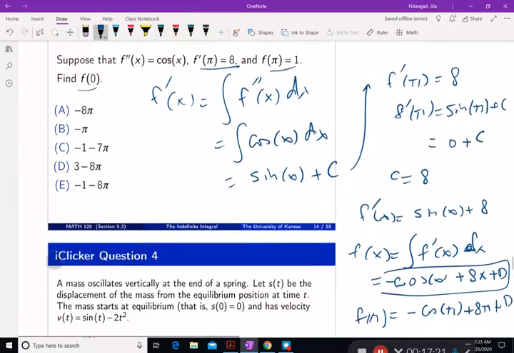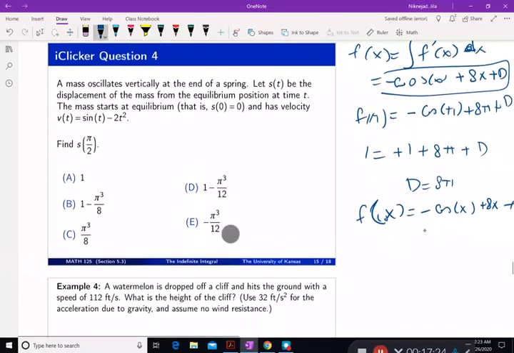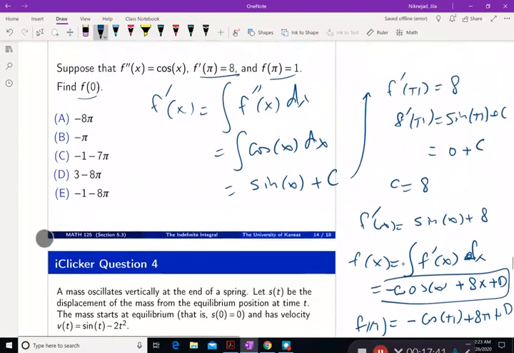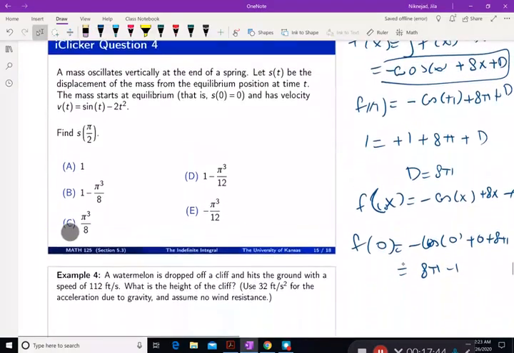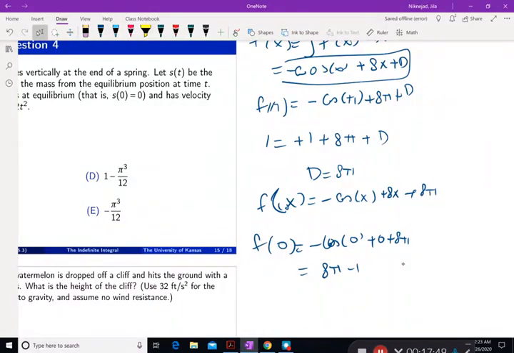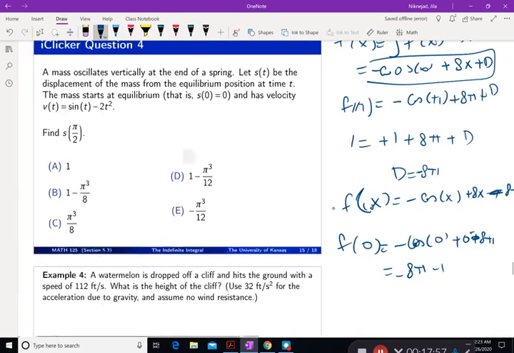Now plugging in 0, what you end up with is f of 0 equal to minus cosine of 0 plus 0 plus 8 pi. And that is 8 pi minus 1. This one's a minus 1. And so f of 0 is negative 8 pi, negative, negative. These are all negative signs. Negative 8 pi minus 1.